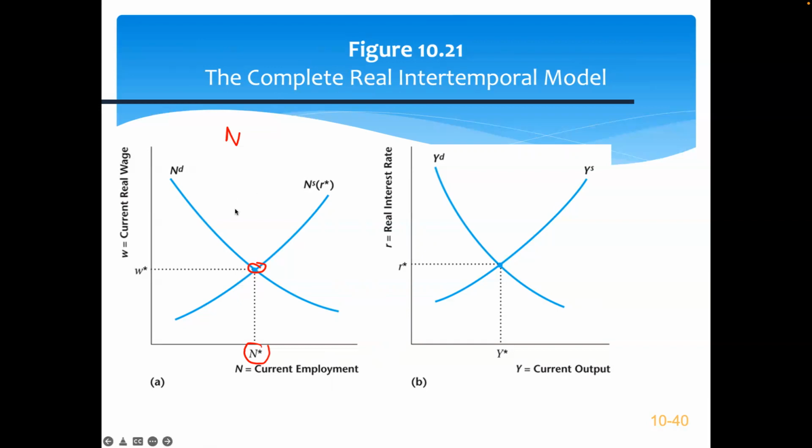What this model tells us is that you are going to have two markets. One is the labor market, the other is the goods market. The labor market is going to determine the wage and labor supply. The goods market is going to determine the interest rate plus how much we produce.